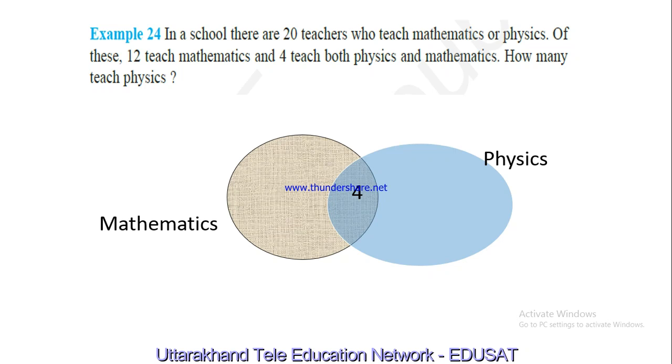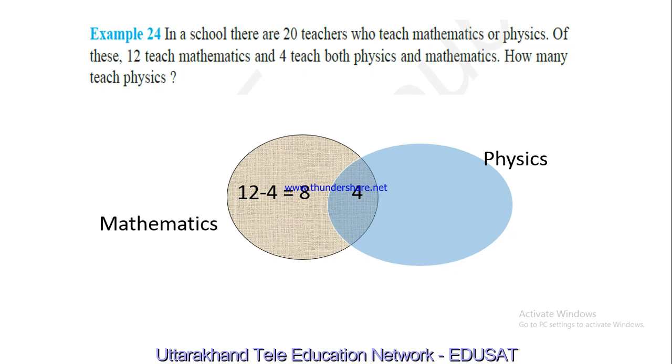12 teach mathematics, which means the grayish circle is basically having 12 elements, but out of these 12 elements 4 are already there in the overlap area, which means the remaining number of elements in the gray part of the circle would be 12 minus 4 is equal to 8.